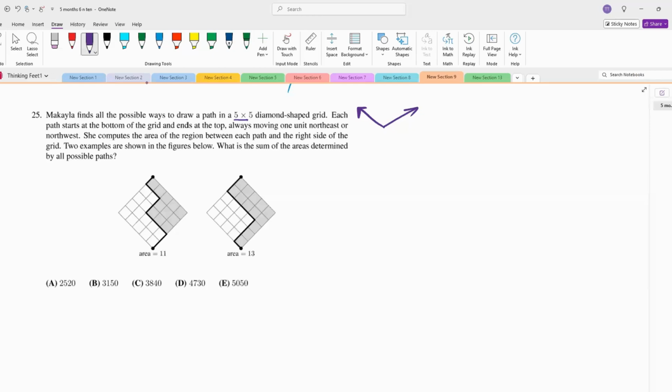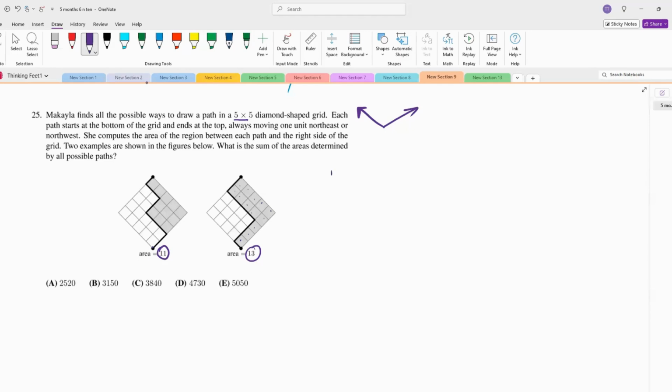For example, here, if this is my path, the dark black line, then the area enclosed is 9 plus 2, 11 squares. Here, the area is 13 squares: 1, 2, 3, 4, 5, 6, 7, 8, 9, 10, 11, 12, 13. The question is, if you take all the possible paths and add up the areas, what is the sum?